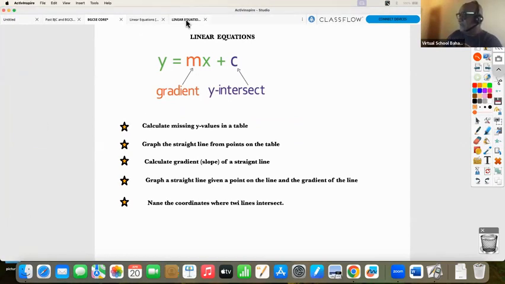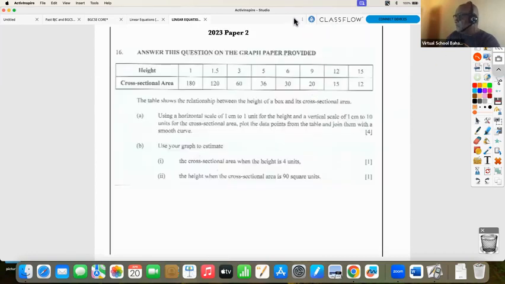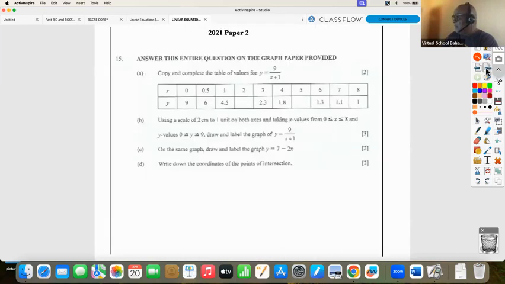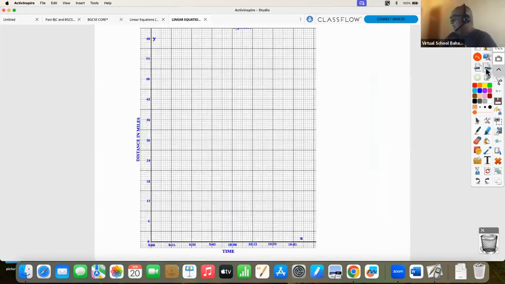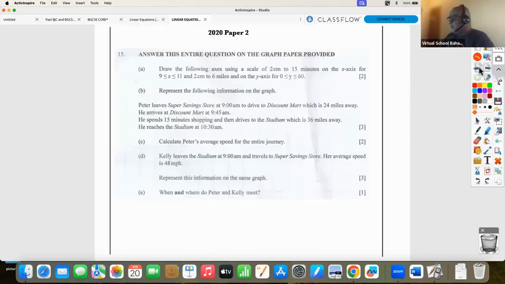Let me show you how the exam questions look like. This question here came from last year, people. This is a regular question. This was from 2022. This from 2021. Every year one of these questions comes. And these questions have a lot of marks. 4, 5, 9, 11 marks this question normally has. So we're gonna get there today.